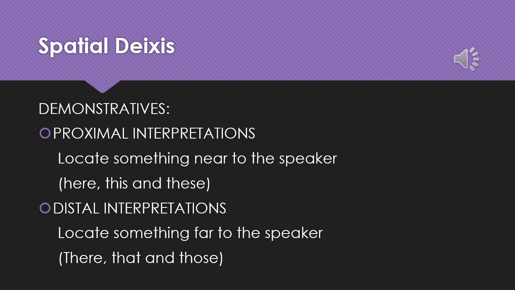Demonstratives are used to indicate which entities are being referred to and to distinguish those entities from others. There are two demonstratives. The first one is the proximal interpretation. It's to locate something near to the speaker. The sentence will use here, this, and these. And the second is the distal interpretation. It is to locate something far from the speaker, and we use there, that, and those.